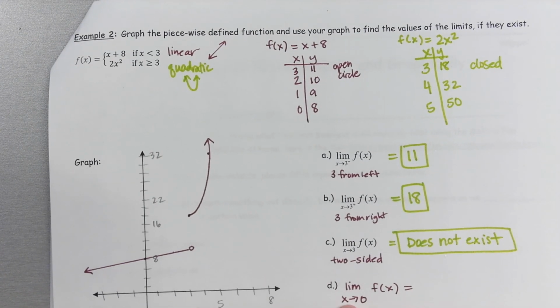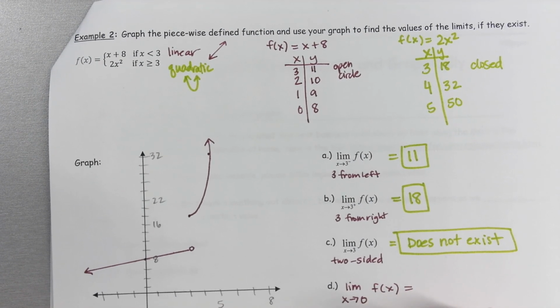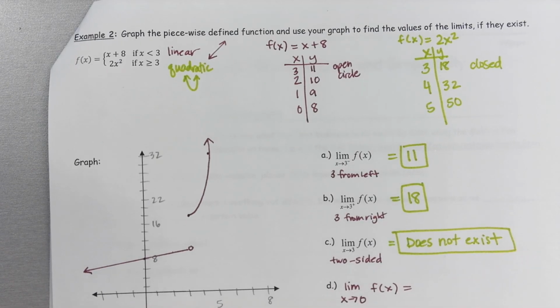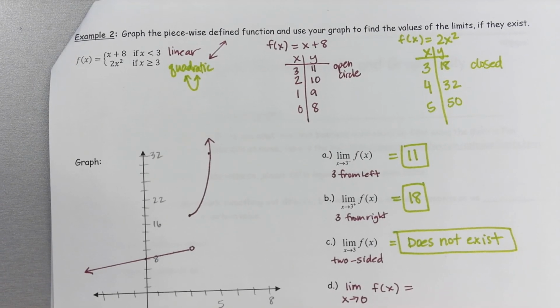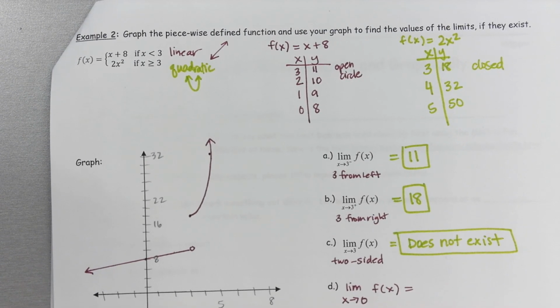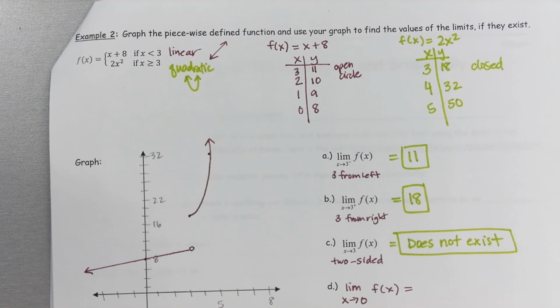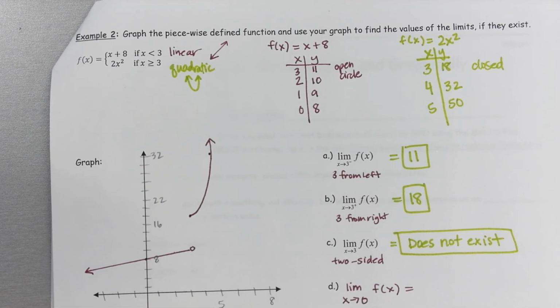So we have the limit as x goes to 0 of f of x, the limit as x goes to 1 of f of x, the limit as x goes to 4 of f of x. So we're going to do those 3 and then we'll do the last one, okay?